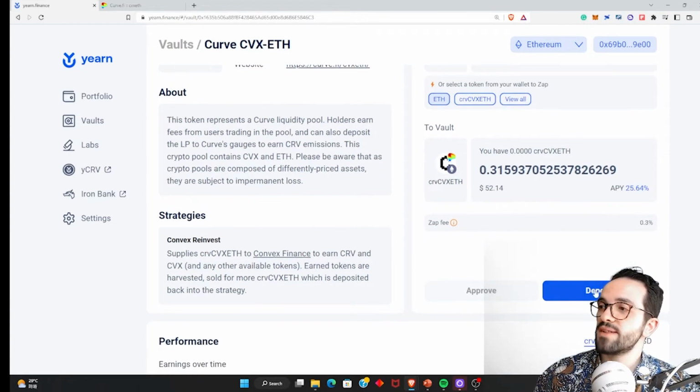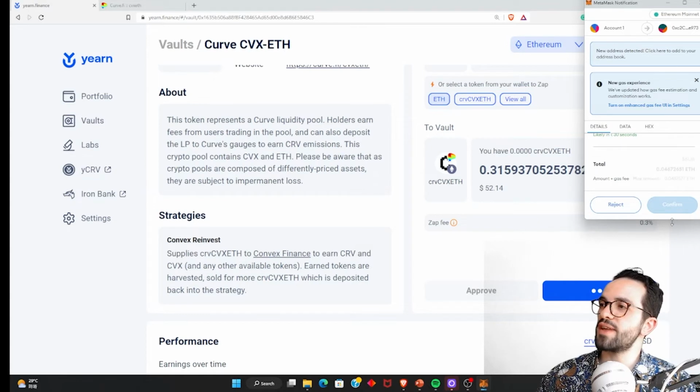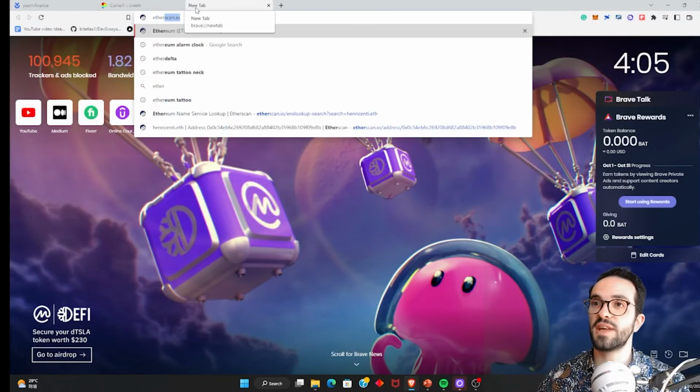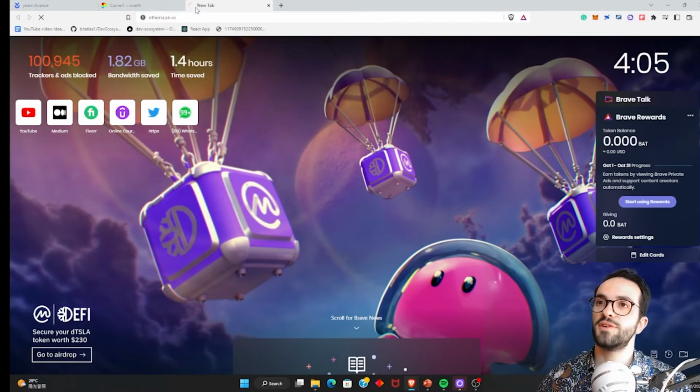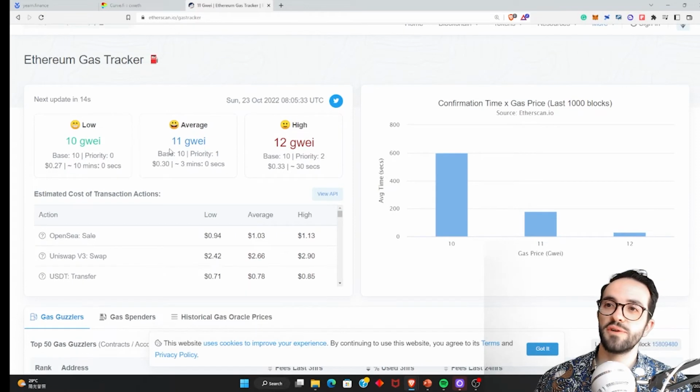Okay, so let's go ahead and click here, deposit. All right, so I'm going to approve this, and I'm going to confirm to deposit this amount of ETH. Be aware of the gas fees that you pay to the network, and try to do this when the gas fees are low. You can check the gas fees on Etherscan. So you can go to Etherscan, click here, more, gas tracker, and it will show you the gas fees.